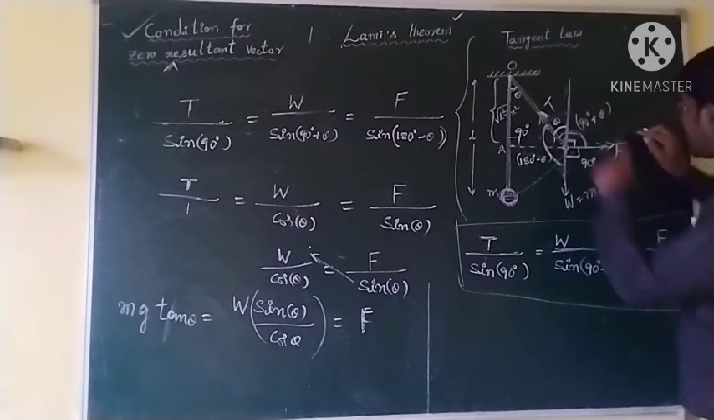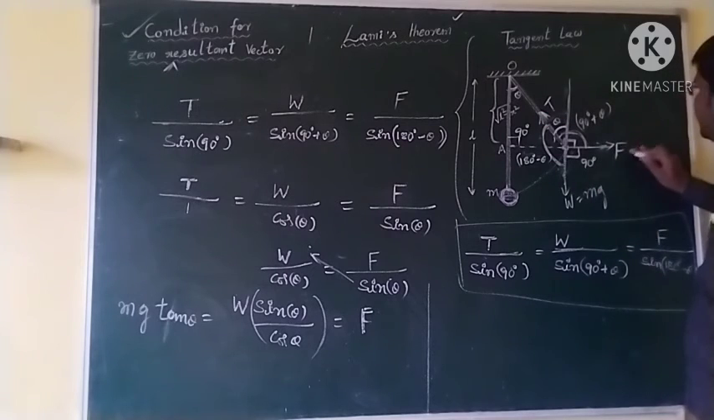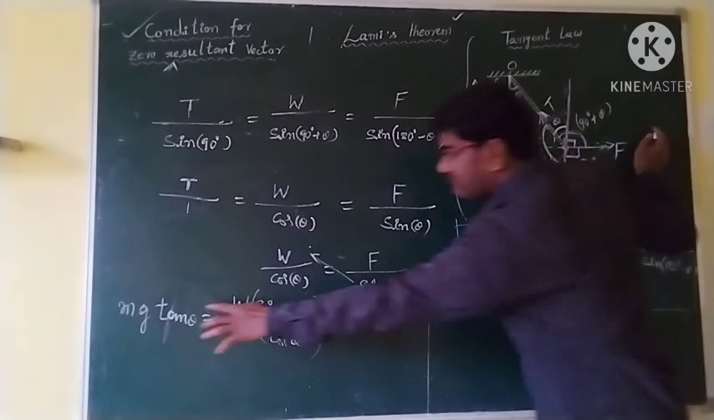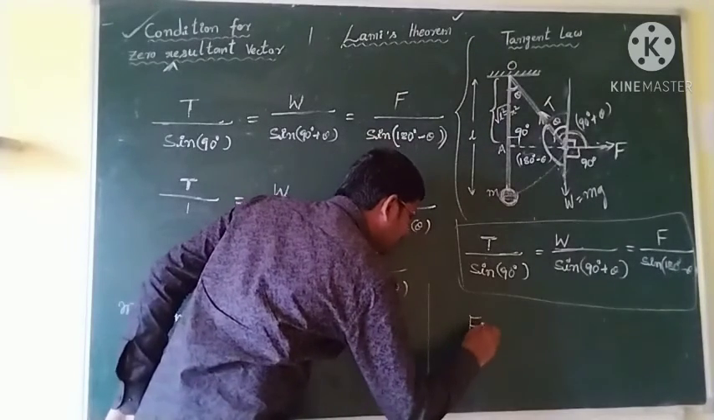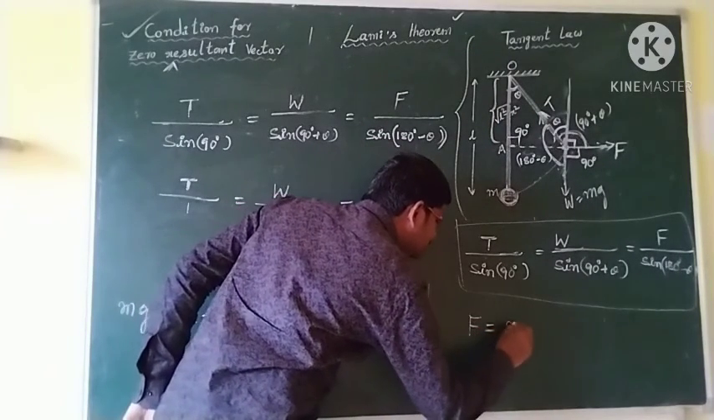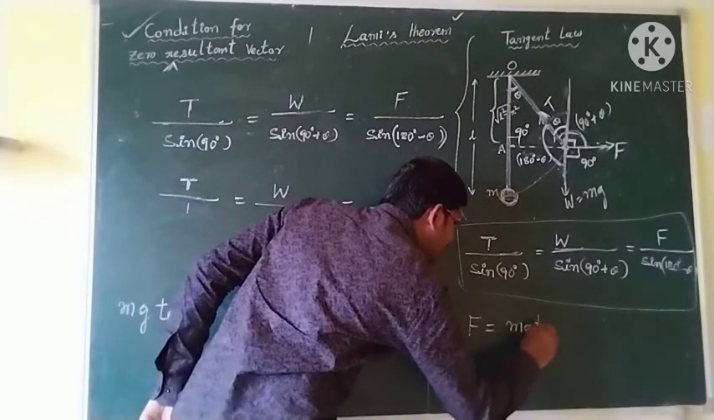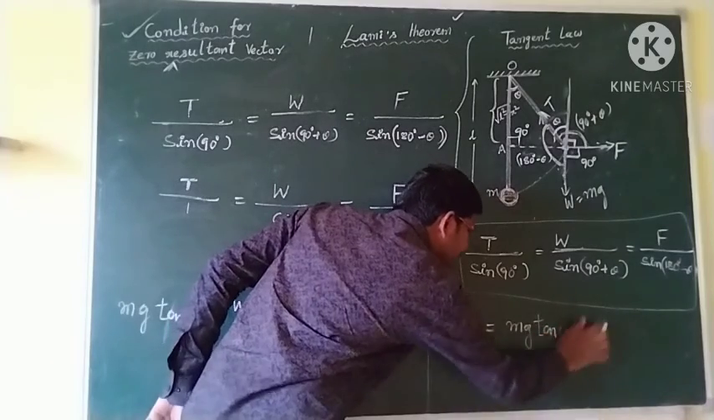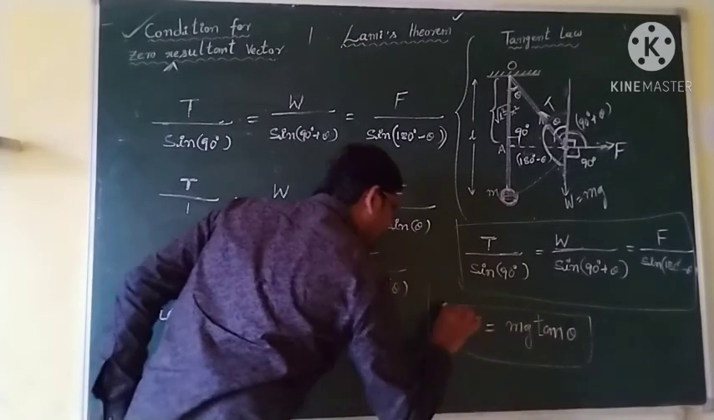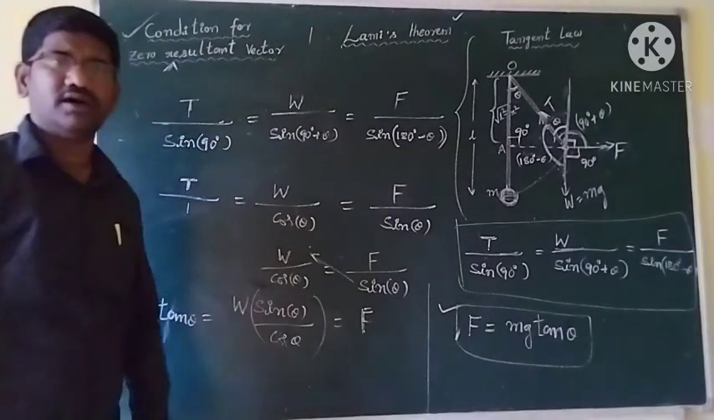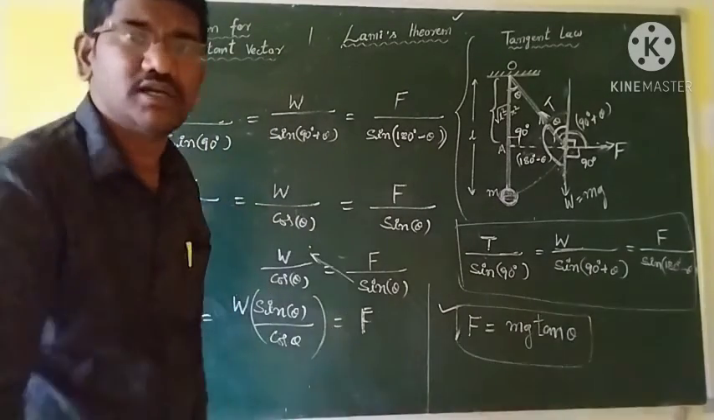If you are getting the horizontal force, how much horizontal force is required to pull it to equilibrium up to this angle, means this F value we are getting. So how much is that? F is equal to mg tan theta. So this is the formula for applied force. F is equal to mg tan theta.